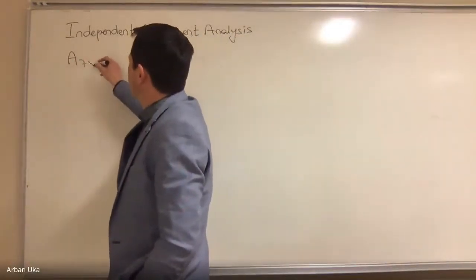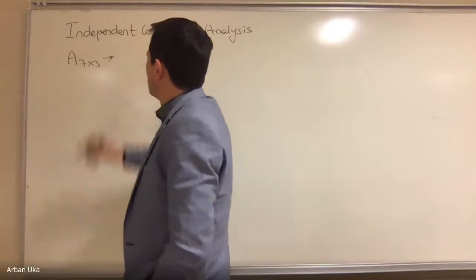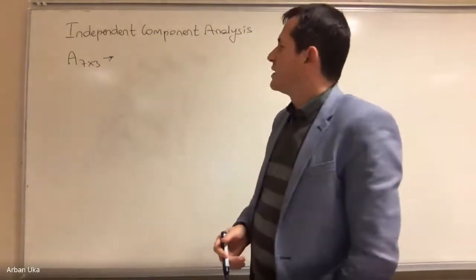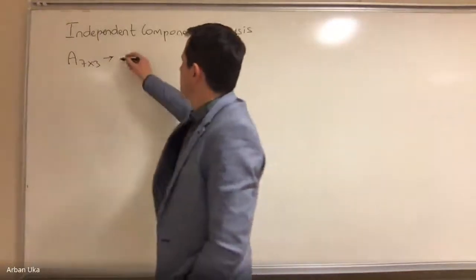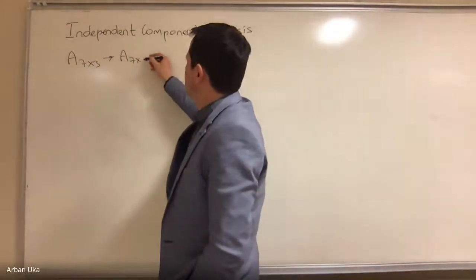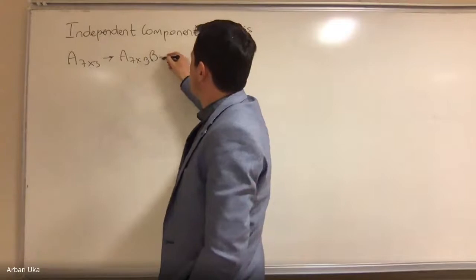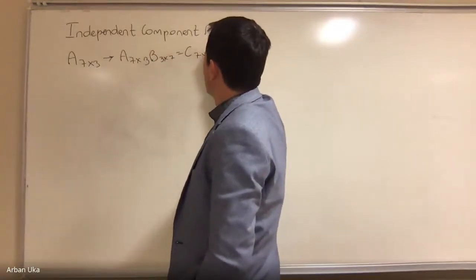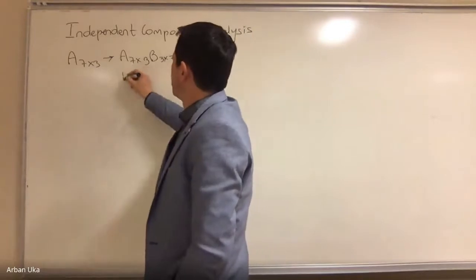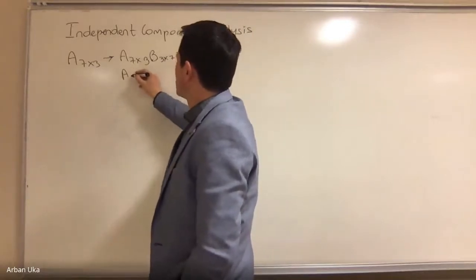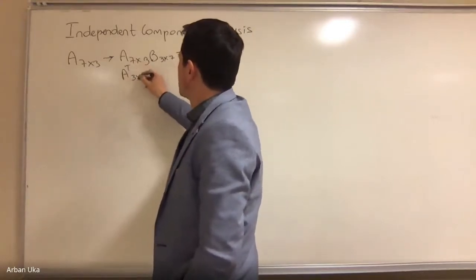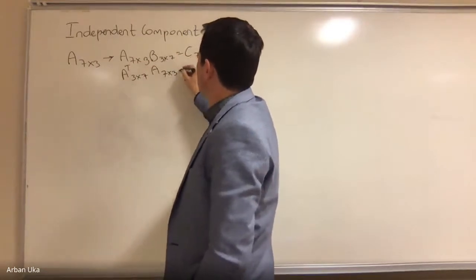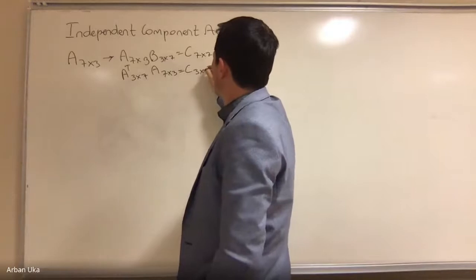We can have a matrix A which is 7 by 3. From this matrix, we can multiply by its transpose, so we have the 7 by 3 times another matrix B, which is 3 by 7, and we get a matrix C, which is 7 by 7. We can also do A transpose, which is 3 by 7, times A itself, which is 7 by 3. This is C, which is 3 by 3.